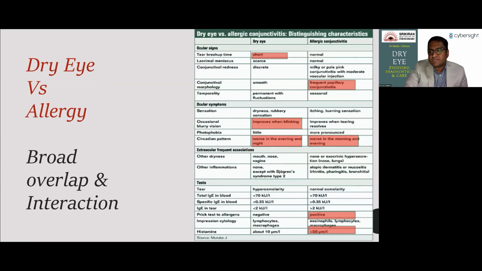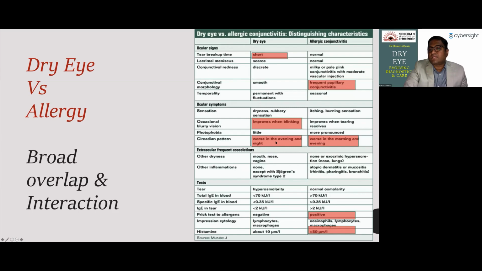Actually, we can't differentiate it per se, because it's a broad overlap of interaction. But I'll just highlight some points. In dry eye, the tear breakup time is shorter, whereas in allergic conjunctivitis it is less likely to be affected. The conjunctival morphology in dry eye will be normal, but when you lift the upper lid here, you can see papillae. Again, ocular symptoms: dry eye improves with blinking, whereas here it worsens if the papillae are there.